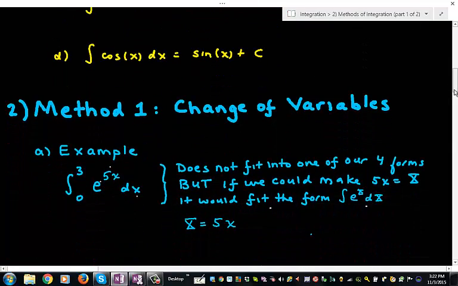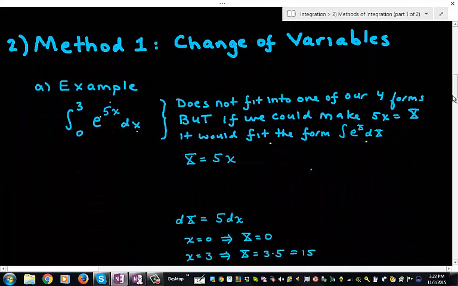Now we're going to learn three main methods for doing integration, and the first is called change of variables. And I want to illustrate how this method works by showing you an example, because I think if you see how it works in the example, you'll understand the concept behind when we use change of variables. So suppose we want to integrate the function e to the 5x from 0 to 3.